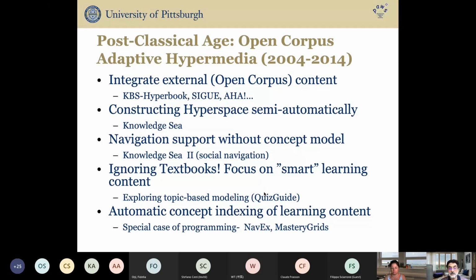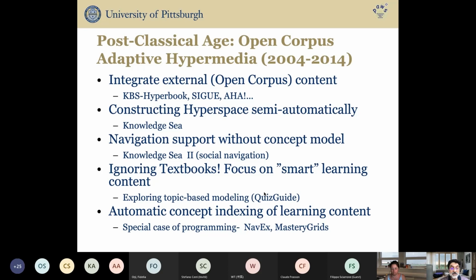There were a lot of projects which tried ideas for how to build hyperspace semi-automatically without engaging experts, how we can provide rich linking between pages without concept-based navigation. How can we provide navigation support if we don't have these concept models behind the hyperspace? Well, a bunch of teams used social navigation. But most of our work, in fact, was kind of just ignoring textbooks.